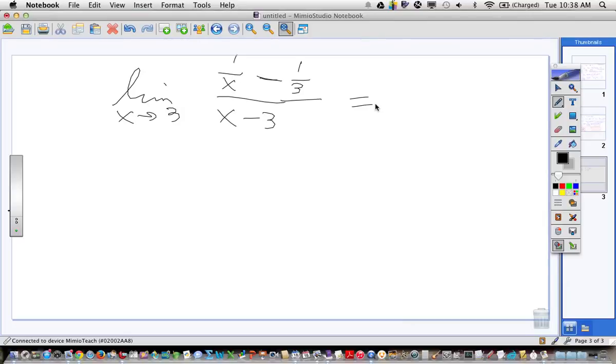I can't remember what this one comes out to. I think it's 1/6. We're going to do it here in a second. I think it comes out to 1/9.